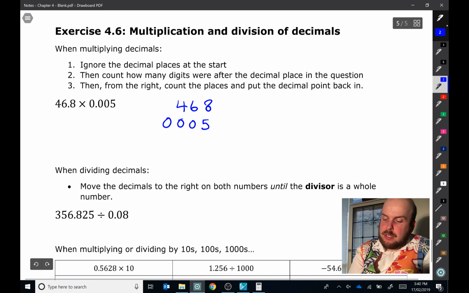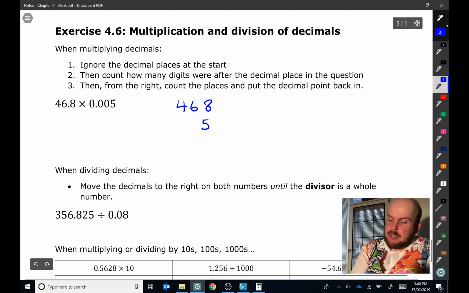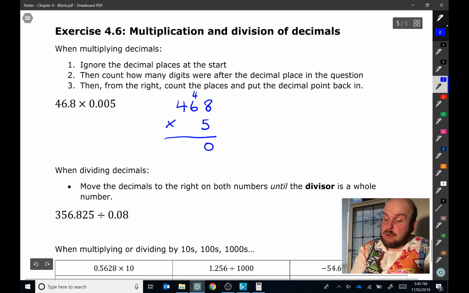normally would. Now we can see here we've got the 3 zeros there. We can get rid of those zeros. We know what we're doing. And I'm just going to times it like so. So 8 times 5 is 40. Put the 0 down, put the 4 up here. 6 times 5 is 30, plus 4 is 34. 4 times 5 is 20, and add 3 is 23.